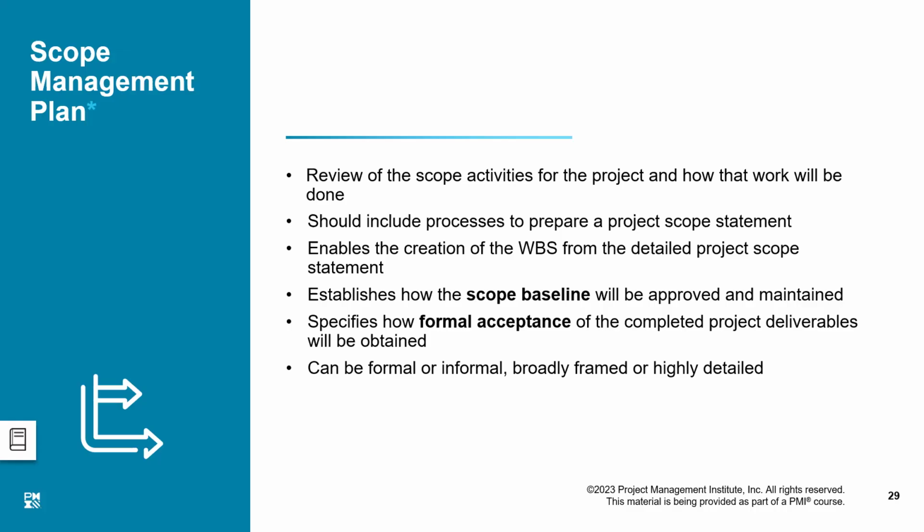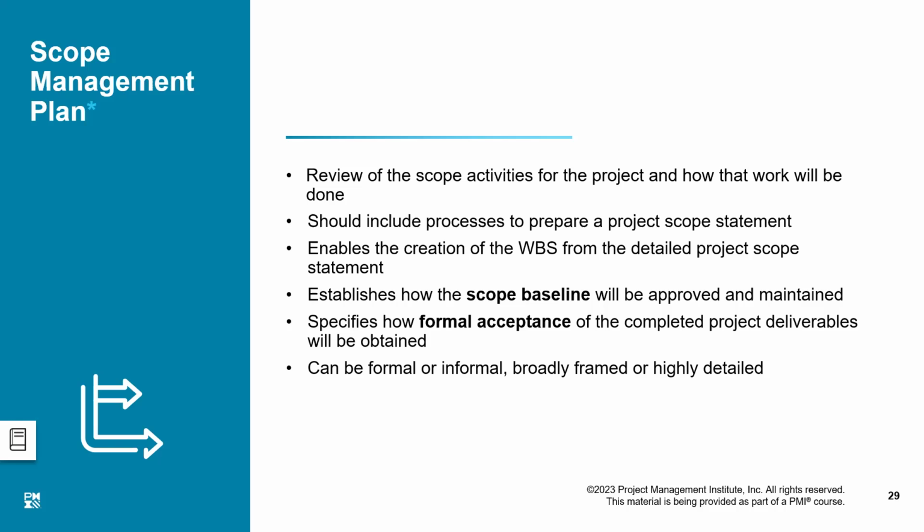Okay. Just a question, Suhail. What does it mean, like it specifies how formal acceptance of the completed project deliverables will be obtained? Does it outline, for example, that a person should sign off, something like that? We call it user acceptance. Okay, so user acceptance criteria will be listed in the scope management plan. Yes, yes, yes. This is your formal acceptance criteria which you have established, and whatever deliverable you're creating will follow this rule. Okay.